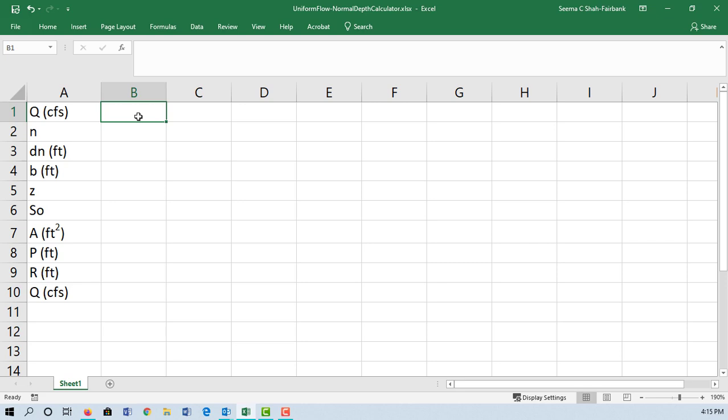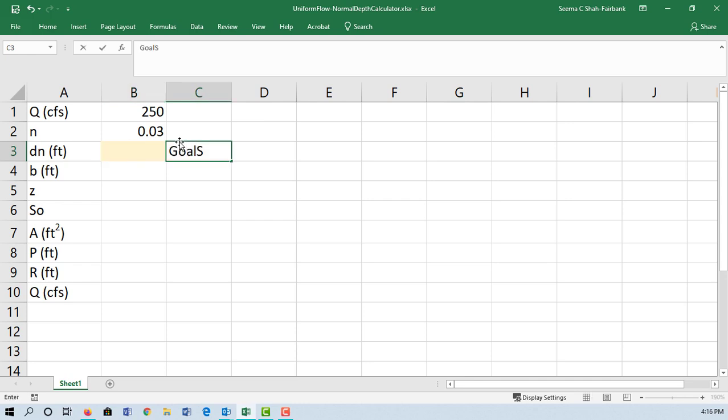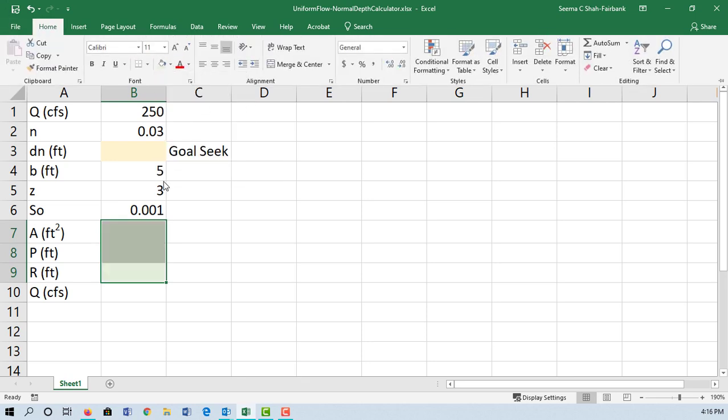So now we're ready to enter this into Excel. We were given a flow rate of 250 CFS, a Manning's roughness of 0.03, a normal depth that is unknown. So I'm going to highlight this cell in yellow. And this is going to be what we're going to GoalSeek. Our base width is 5, our Z is 3, our slope is 0.001, and our area is a calculation. Our wetted perimeter is a calculation, and our hydraulic radius is a calculation. I'm going to highlight these in green and program them.